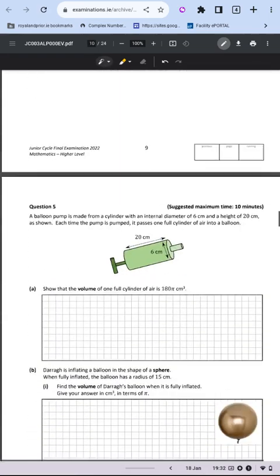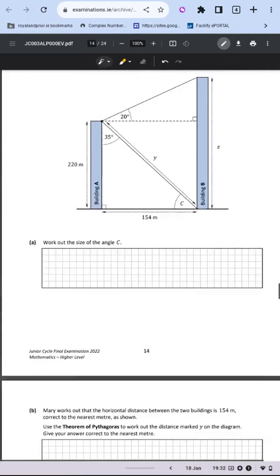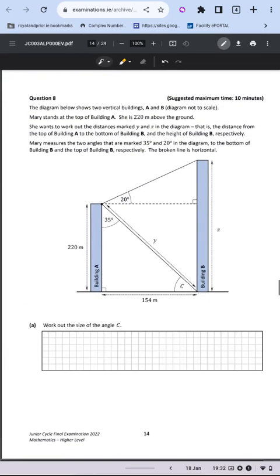I'll do that one. The one I want to do is this one here. Question 8. So, first one, work out the size of angle C. Now, I can see my triangle here. So they actually give me two angles. And once I have to work out the third, I can just use the fact that I add them two together. It's 90 degrees because of a right angle. And then take it away from 180.